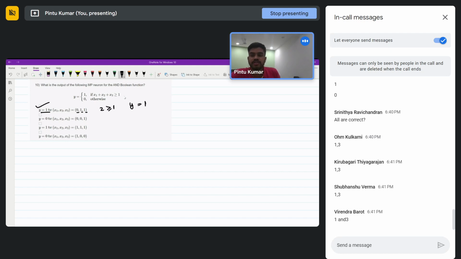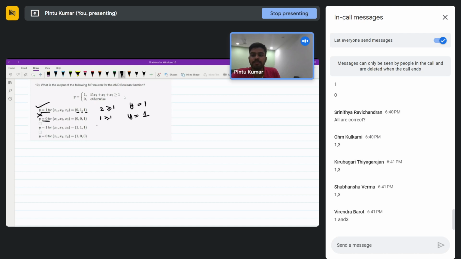If we look at the second one, the sum is again 1, and 1 is greater than or equal to 1 is true. So my y should be 1 over here. But we're given that y is equal to 0 for this particular input. So this is not correct. So the second option is not correct at least.